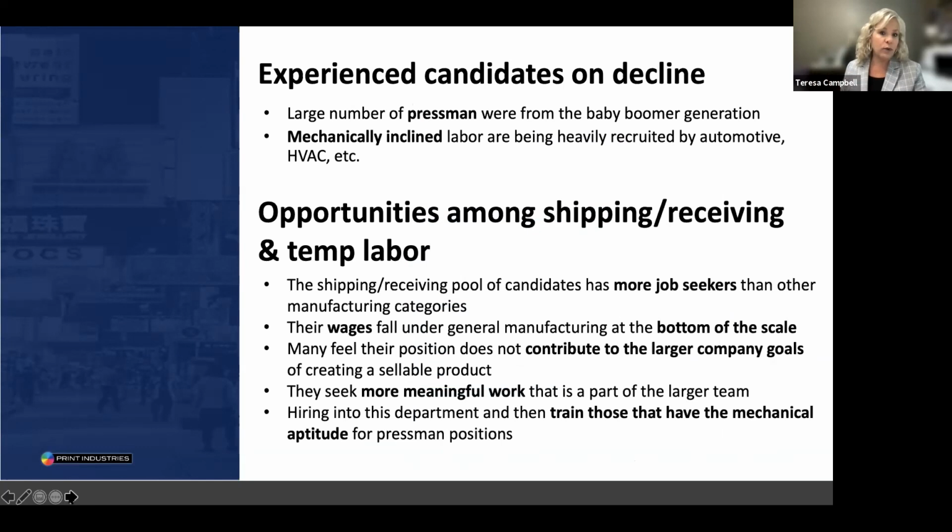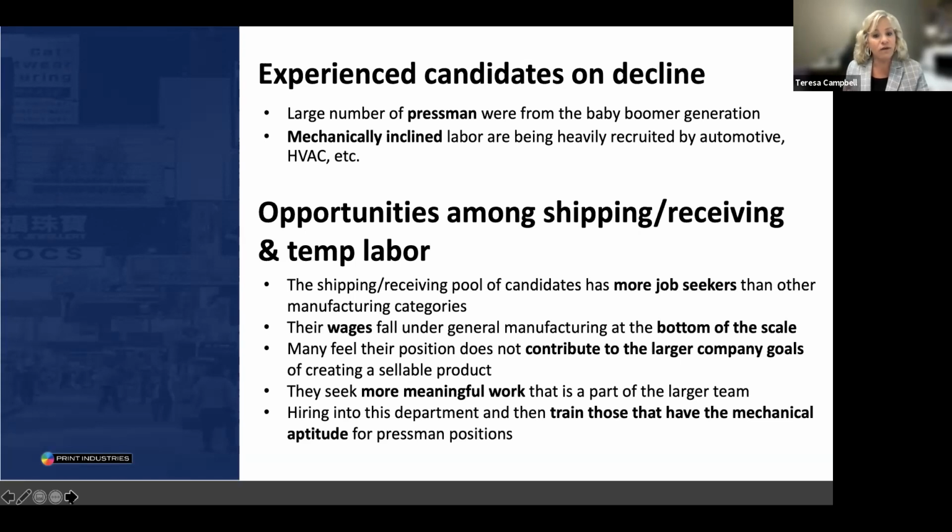Experienced candidates are on the decline. We've known that for some time. A large number of our freshmen were from the baby boomer generation, but there are still mechanically inclined individuals that are being recruited heavily across all of manufacturing. The most interesting thing we saw was opportunities among shipping and receiving individuals. That candidate pool shows us there's a great opportunity, as well as temp labor that we might not be considering. There are more job seekers in that shipping and receiving area than in other manufacturing categories.